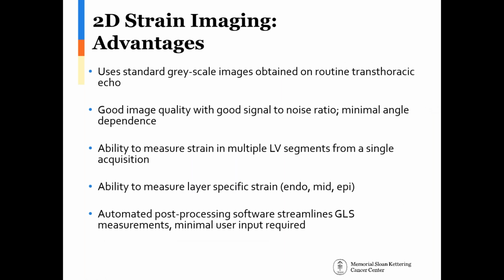Now, there are several advantages to 2D strain imaging. It uses the standard grayscale images obtained on routine transthoracic echo, so additional imaging is not necessary. It has good image quality with good signal-to-noise ratio, and in theory, it is angle independent. It has the ability to measure strain in multiple LV segments from a single acquisition, as well as the ability to measure layer-specific strain at the endo, mid, and epi level. And the availability of automated post-processing software streamlines GLS measurements such that user input is minimal.